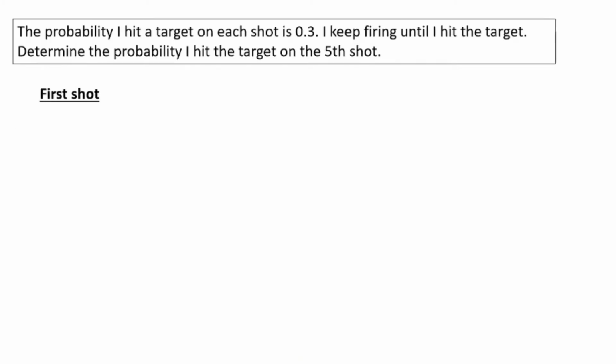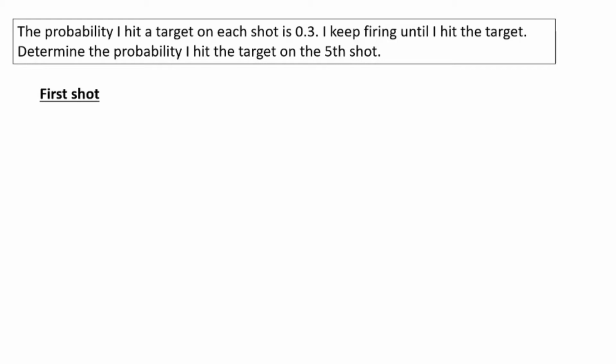In this case, as we read, the probability of hitting the target is 0.3 for each shot. I'm going to keep on firing until I hit the target. That phrase, until I hit the target, is important. We'll come back to that.